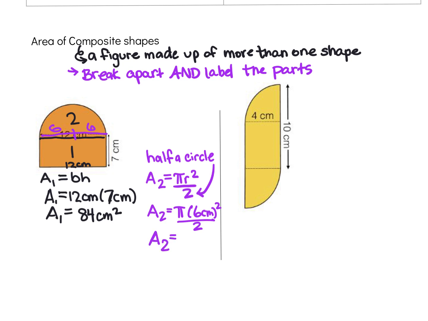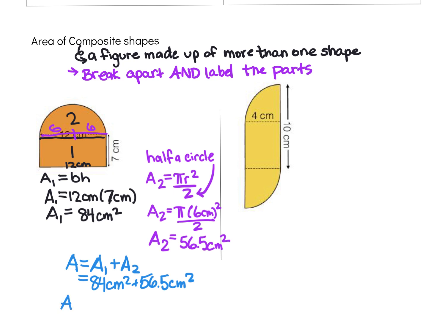Plug this into your calculator. We'll round it to the nearest tenth. If it doesn't tell you what to round it to, just round it to the nearest tenth. But usually the problems will. 56.5 centimeters squared. Now that we have both of them, we're going to add together. So our total area is going to be the area of shape 1 plus the area of shape 2. That's 84 centimeters squared plus 56.5 centimeters squared. And that is going to give us 140.5 centimeters squared.